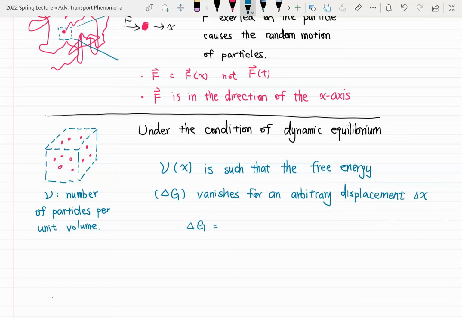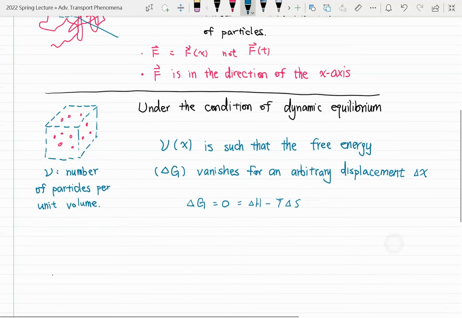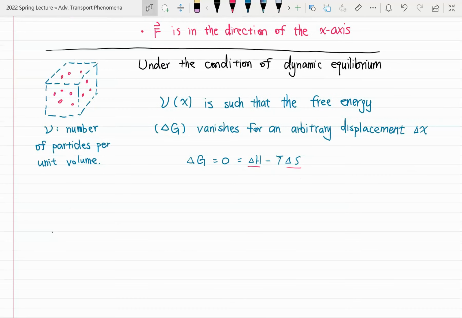would equal 0, equals delta H minus T delta S, right? So this is the definition of delta G. Okay, so now how do we know what delta H and delta S are, right? So again, let's look at our control volume, okay? And the definition of delta H.